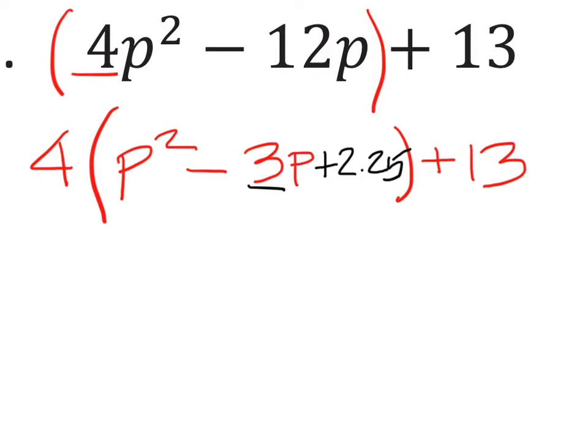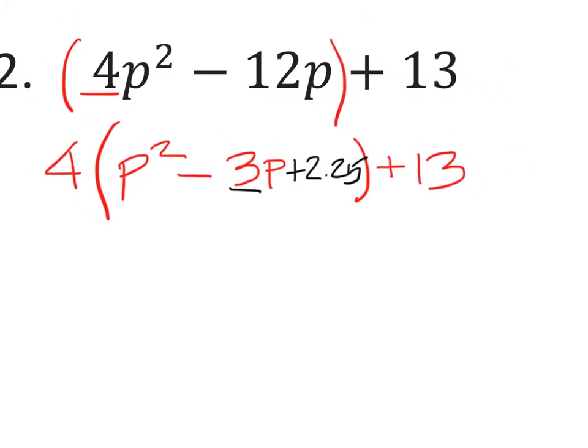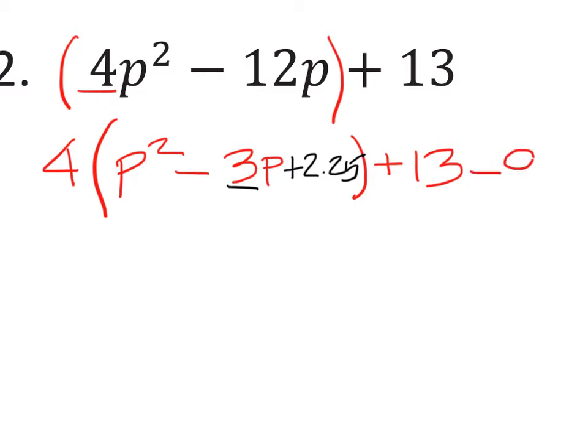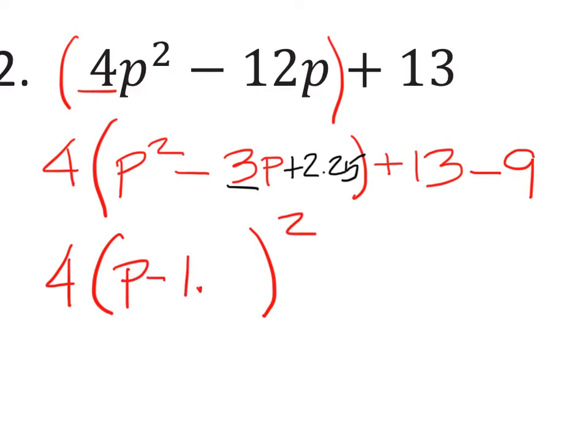We have really added what? 9. Yeah, 4 times 2.25. You must subtract 9 out here on the right side. So now it's 4 times the quantity squared of p minus 1.5. Close the quantity. And then 13 minus 9 will give me a plus 4.